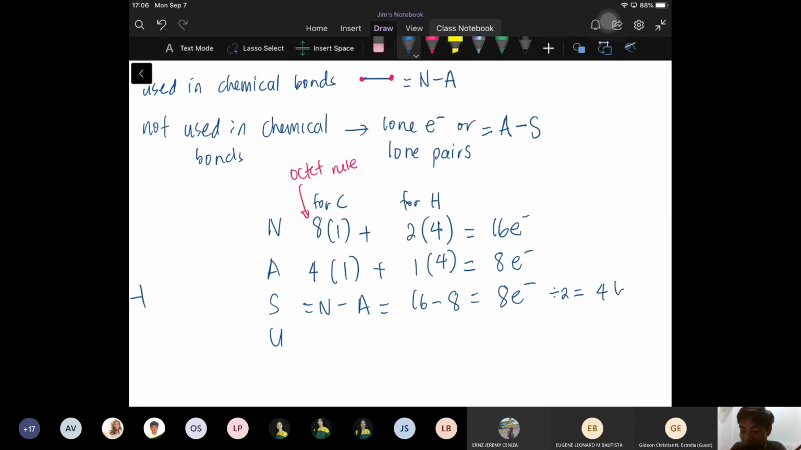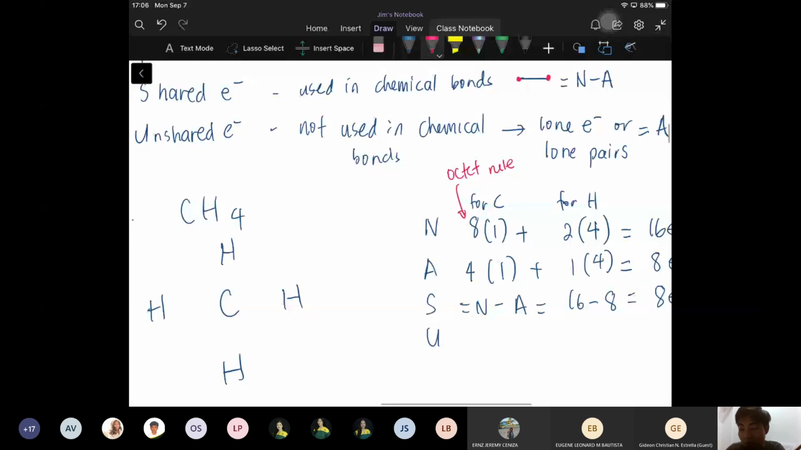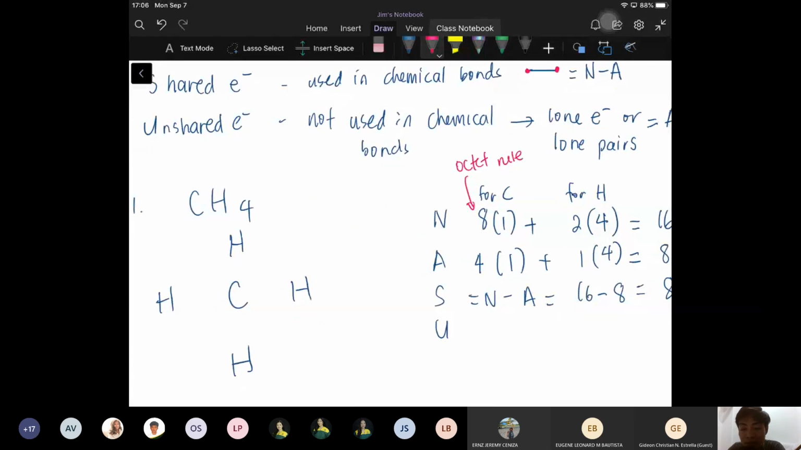So, that is 4 bonds na, kasi 2 electrons per bond, 'di ba? So 8 electrons will give us 4 bonds. So, saan natin gagamitin yung 4 bonds na yan? We will use that 4 bonds to attach our terminal atoms to the central atom. 1, 2, 3, 4. Ayan. So, tapos na.